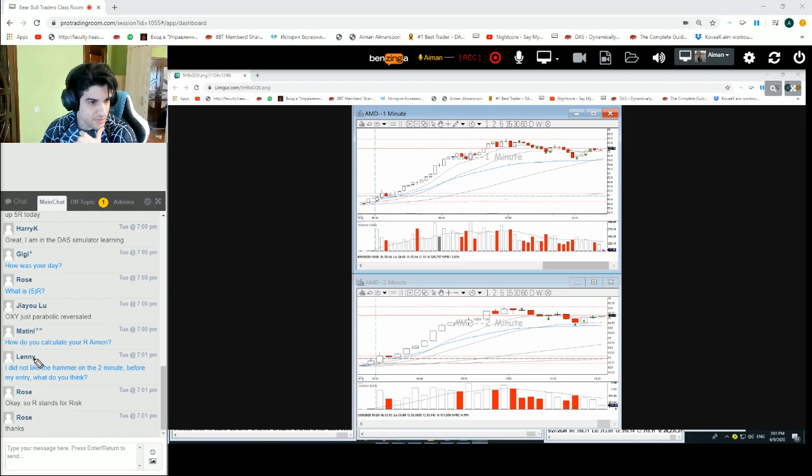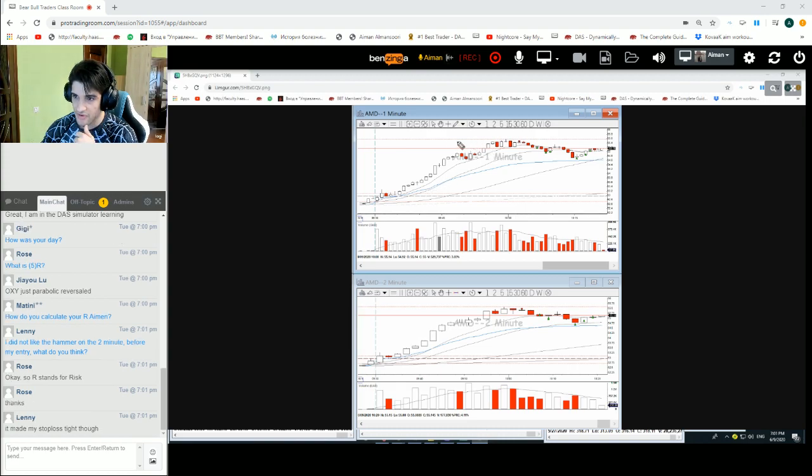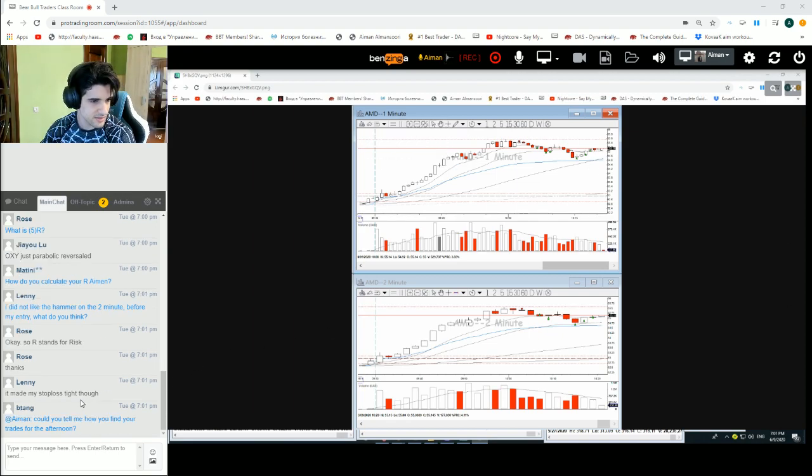Perfect, Rose. How do you calculate your R, Simon? I have a fixed R risk, and if I lose half of what I wanted to risk, that will be half R for me. If I'm risking the full risk I went in with, my hard stop, then it's a full R. That's how I'm calculating it.